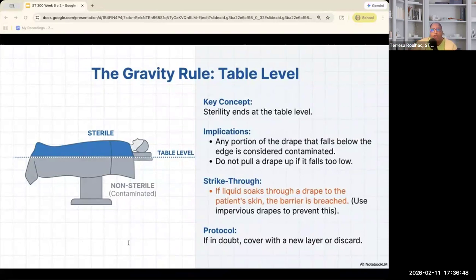Once something drops below table level, gravity has pulled it into the non-sterile zone. Even if it looks clean, we treat it as contaminated. Okay? And that's because we can't control what it contacted on the way down. Okay? That is really important.